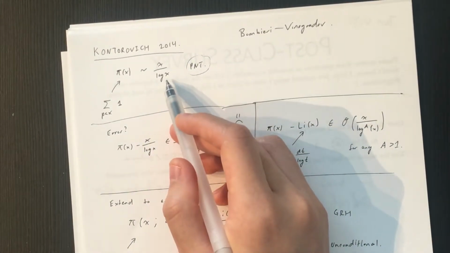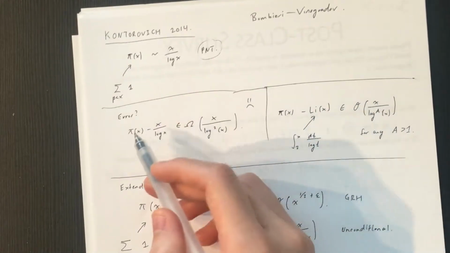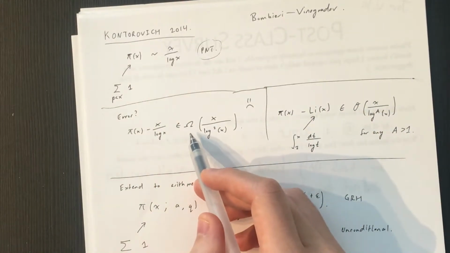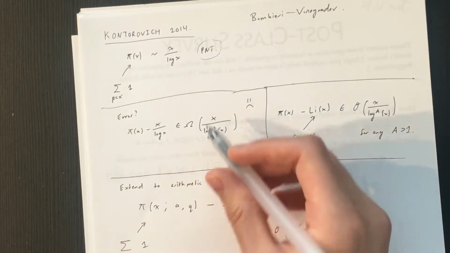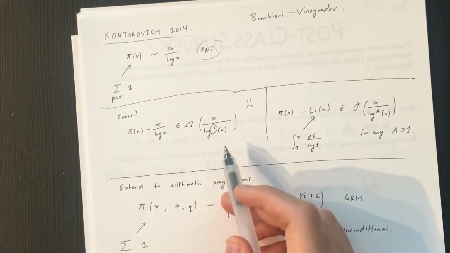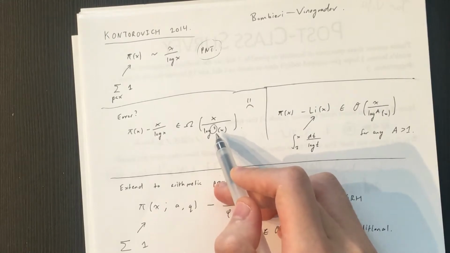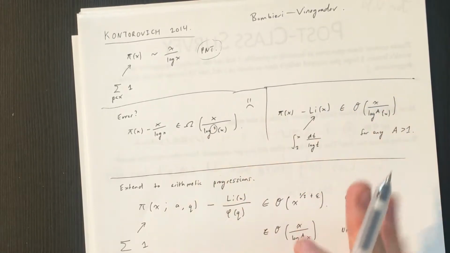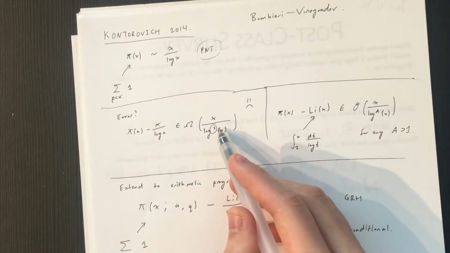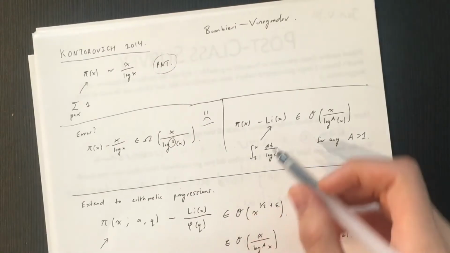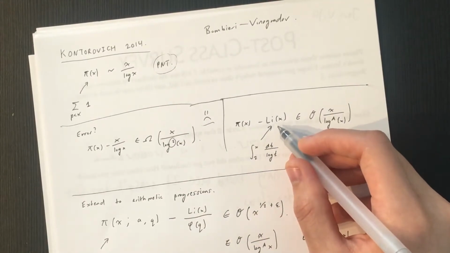But you can ask, how good is this estimate? What is the error on this estimate? It turns out if you subtract them, the error is on the order of x over log squared of x. And this actually isn't all that great. You can do much better than this. Log squared is a pretty slowly growing function, so this is kind of a linear bound. It's not very satisfactory.